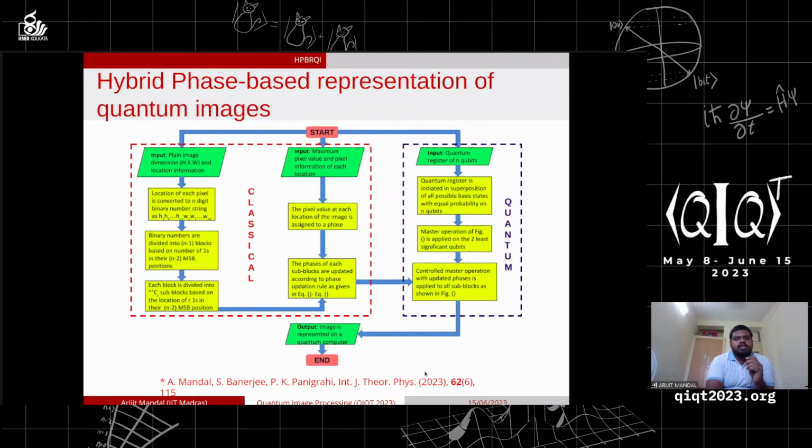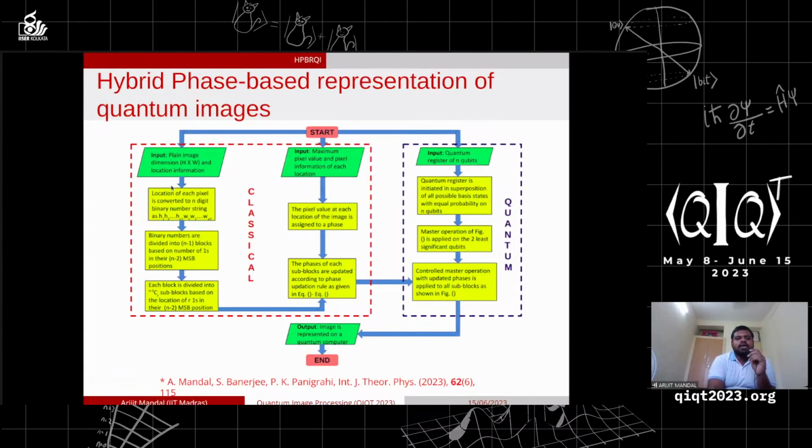Our algorithm has two parts. It's a hybrid algorithm: we have one classical part and one quantum part. In the classical part, we have two inputs: one is the location information input, and one is the color information input. And in the quantum part, a number of qubits is required, and the initial state is the input.